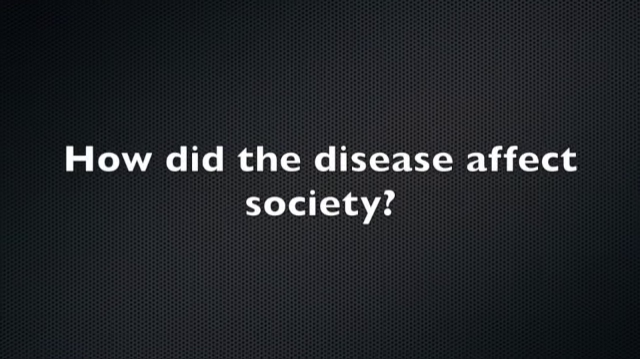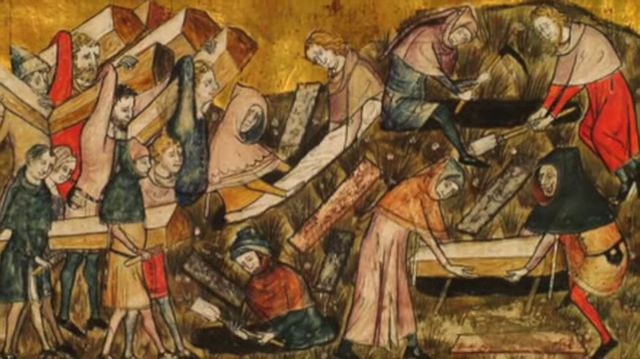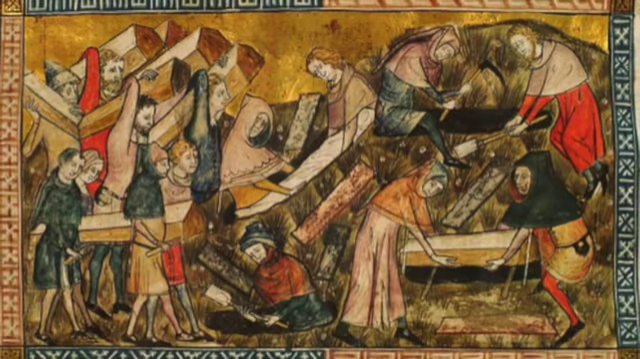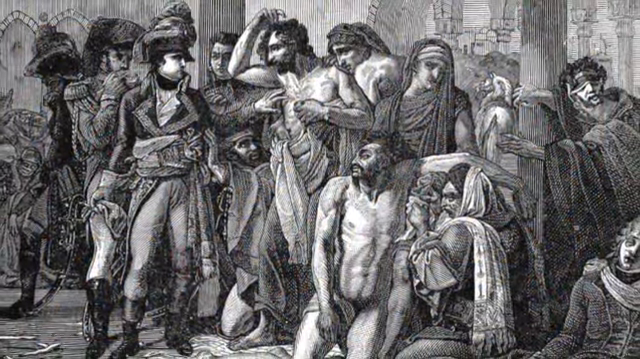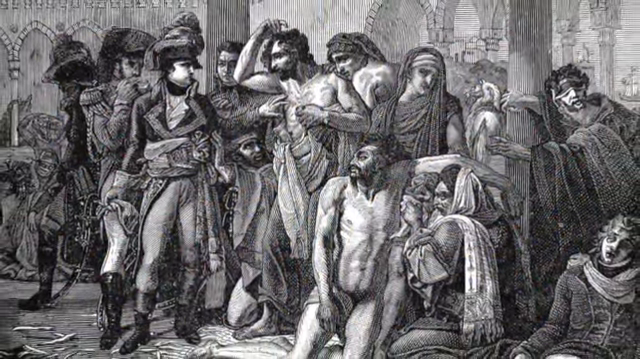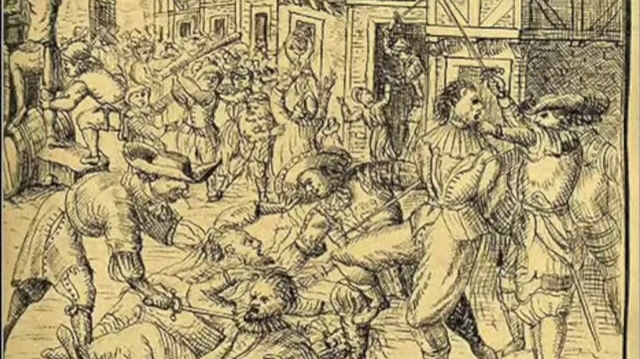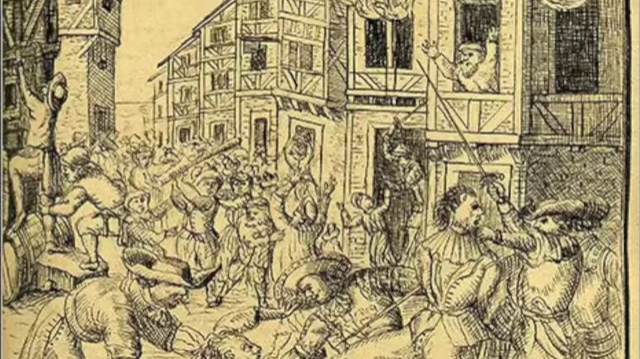How did the disease affect society? Ancient History Encyclopedia's article, Effects of the Black Death on Europe, reveals the negative effects the plague had on Europe. Let's analyze a couple. Obviously, a major consequence from the plague was the amount of fatalities.